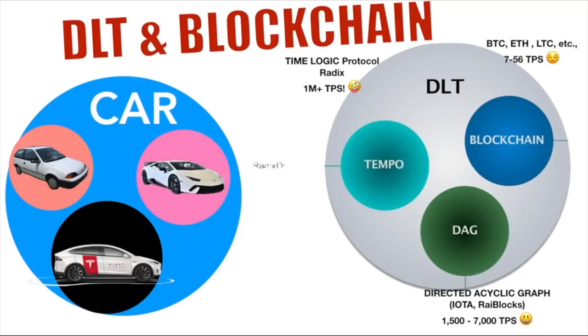But they are all distributed ledger technology. And as a point of reference, Visa handles between 1,700 and 24,000 transactions per second because they have such a high amount of transactions globally, which Bitcoin, Ethereum, and Litecoin really can't match at this point.